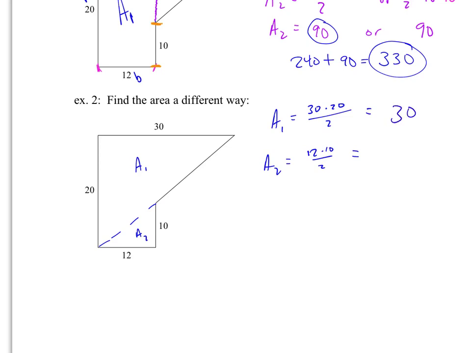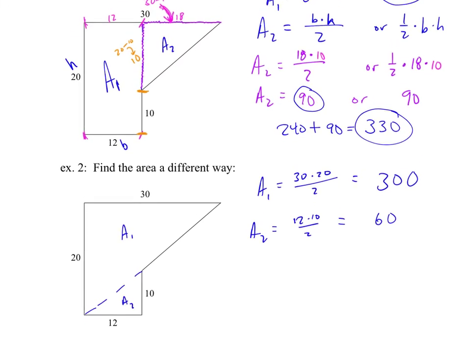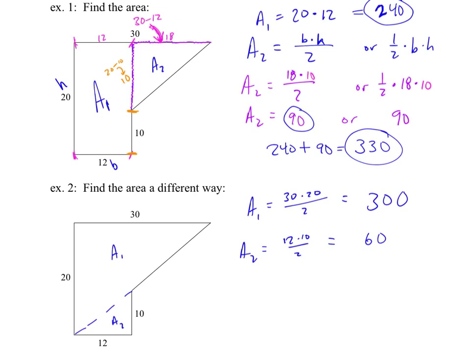12 times 10 is 120 divided by 2 is 60. So you need another zero. So something's not right. One of these we did wrong. 60 divided by 2 is 30. No, 12 times 10 is 120, divided by 2 is 60. So what did we do wrong? I don't know.